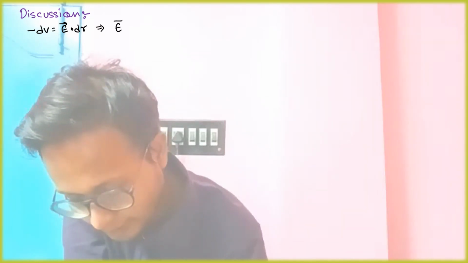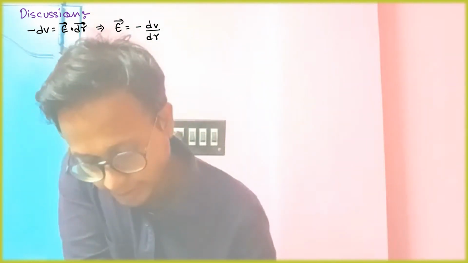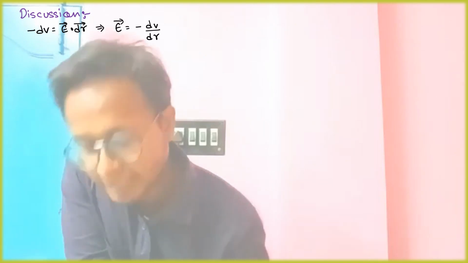Now I do have to discuss some aspect of the previous question. The thing that I'm going to discuss is, we do know that minus dV is equal to E dot dr, or electric field is equal to minus dV by dr. Fair and fine. Here you have to notice two things. The first thing you have to notice is potential. This is a scalar quantity, whereas electric field is a vector quantity.